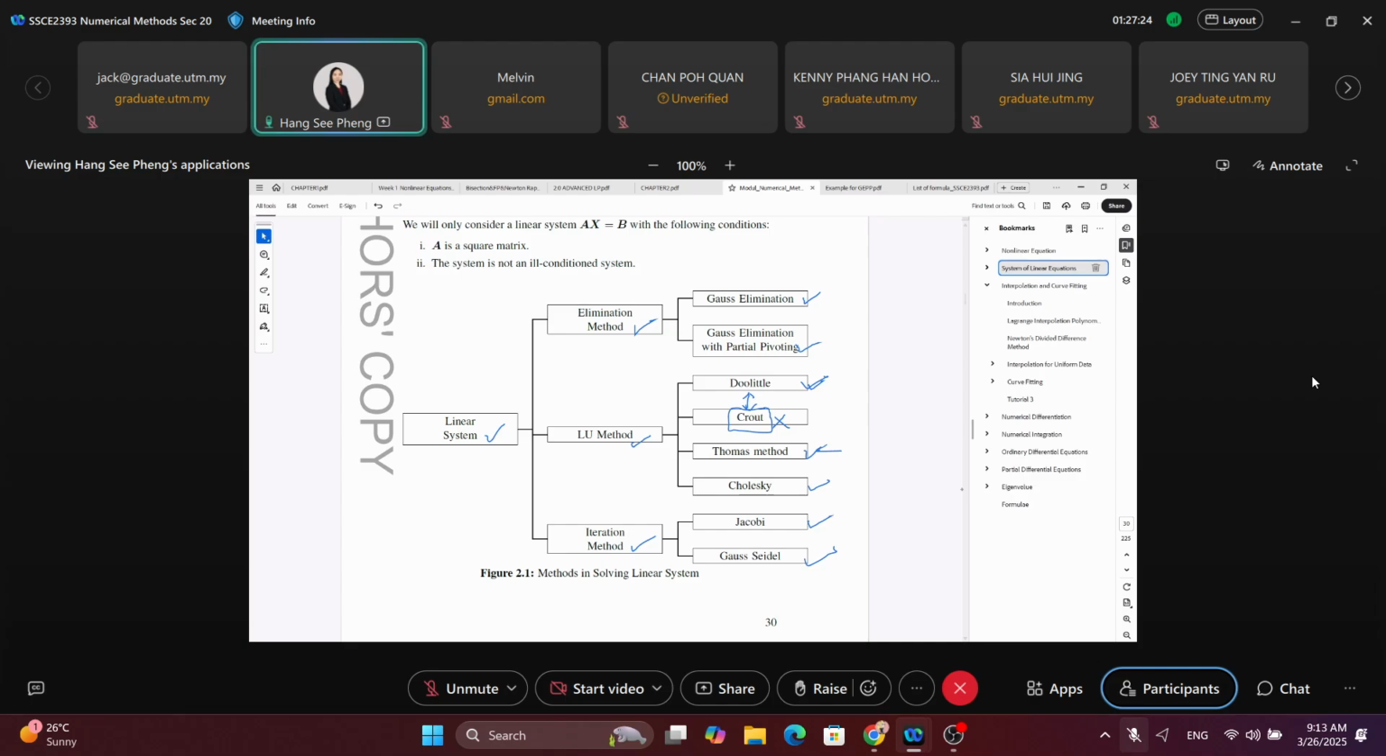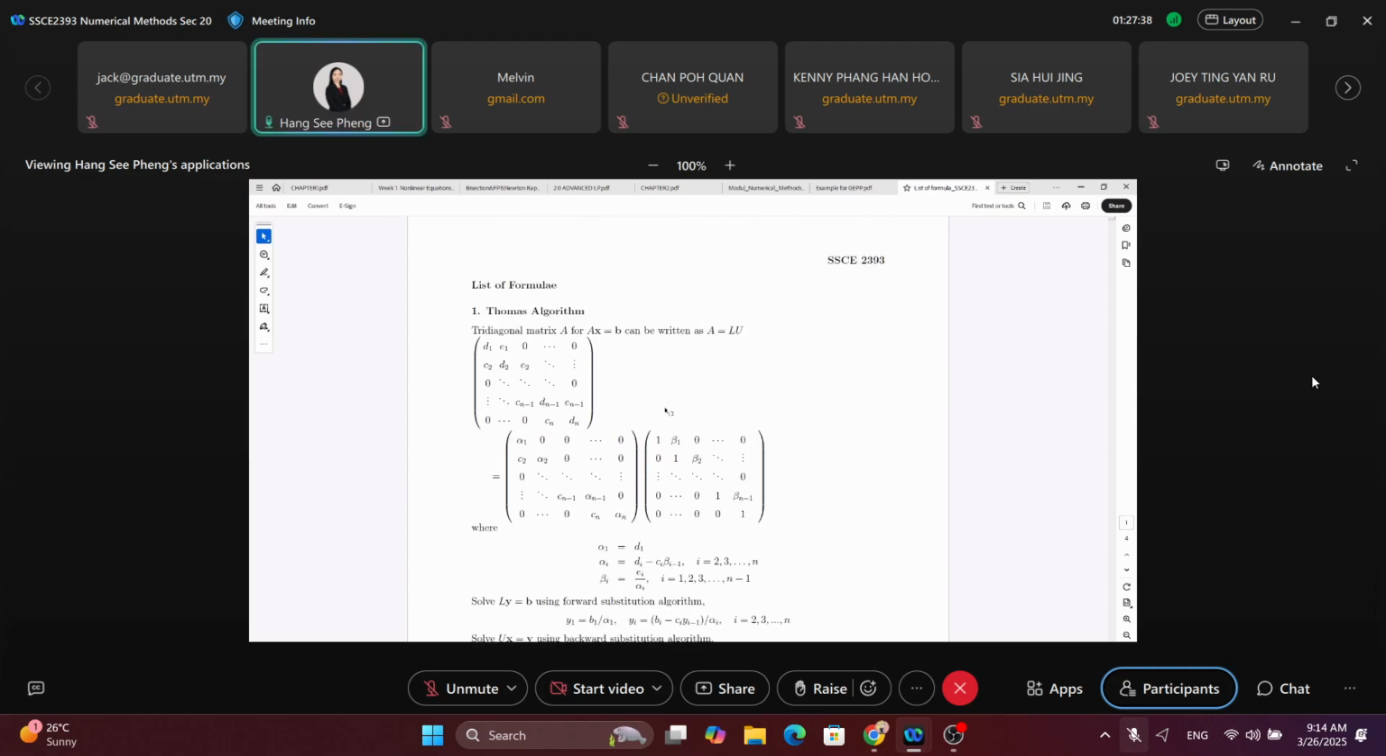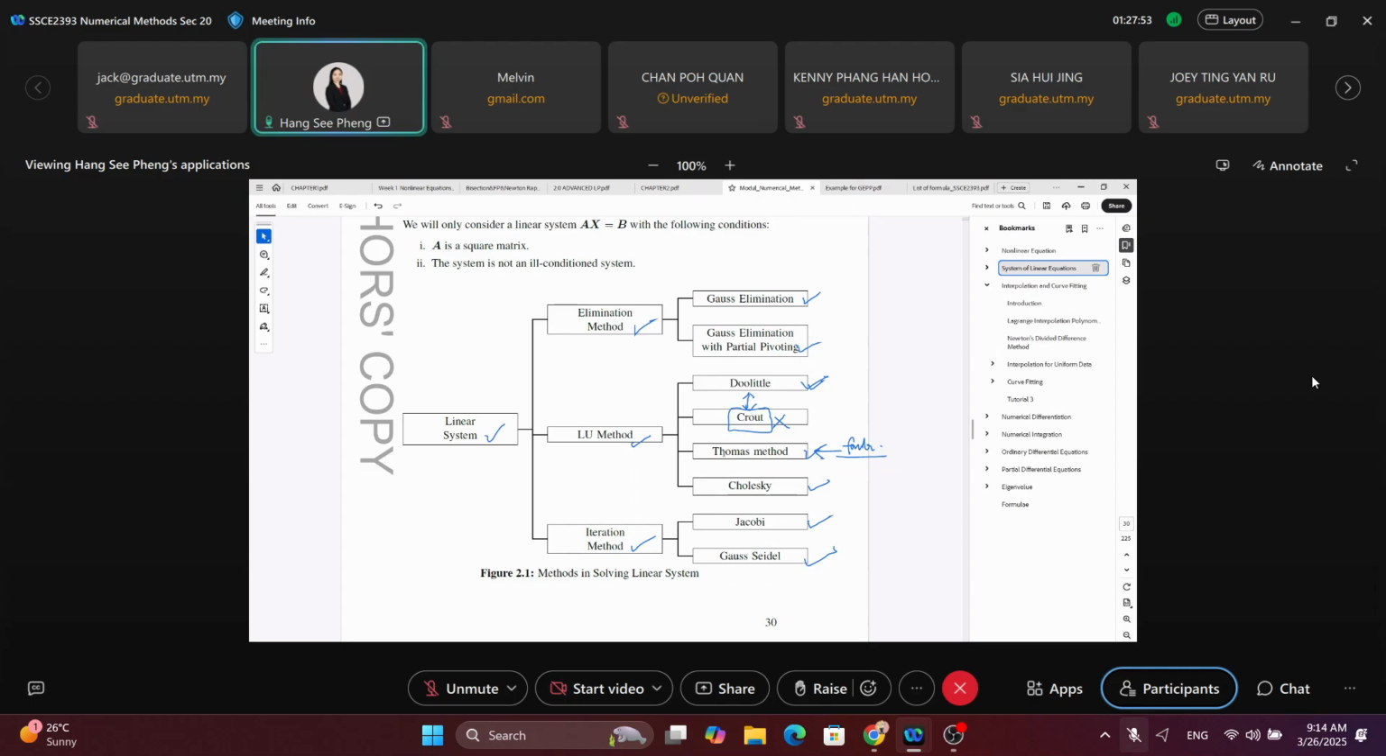Now, for this Thomas method, the formula will be provided. Yeah, formula will be provided in the list of formula. You have to know, yeah, this is Thomas. You can find this Thomas formula in the list of formula. Yeah, you have to know how to use it. Okay, come back to here. So chapter 1, no formula provided. Chapter 2, only one formula will be provided. So for the rest of it, you need to memorize the formula. Yeah, but these are small formulas, not as complicated as the Thomas algorithm. Okay, so this is the overview of chapter 2, numerical methods in solving the linear system.